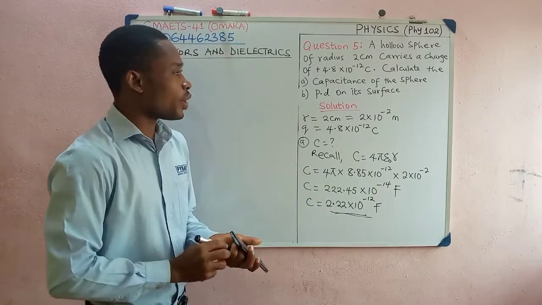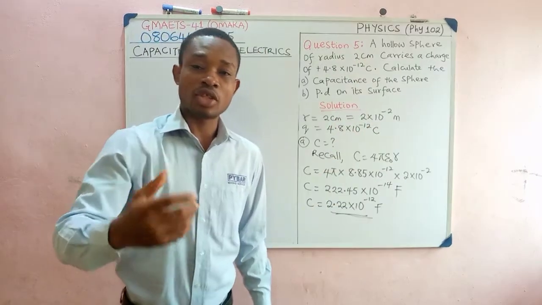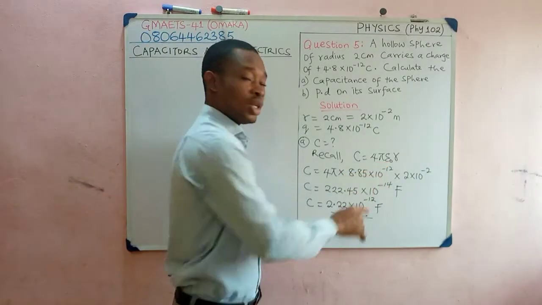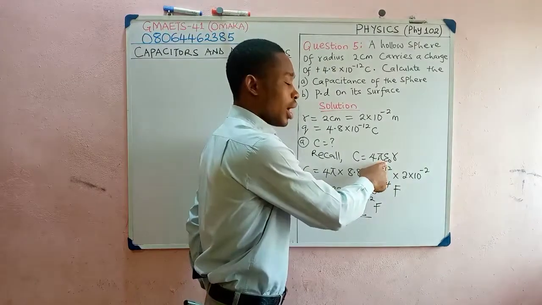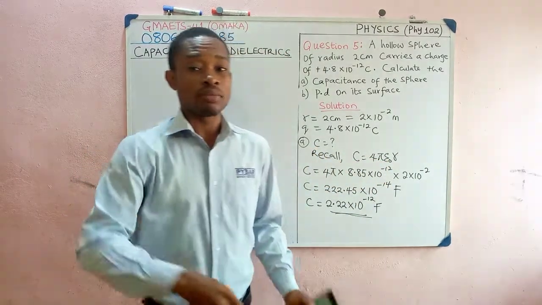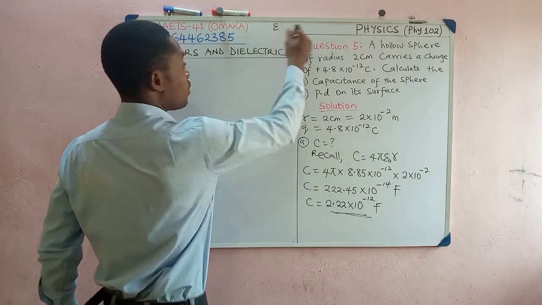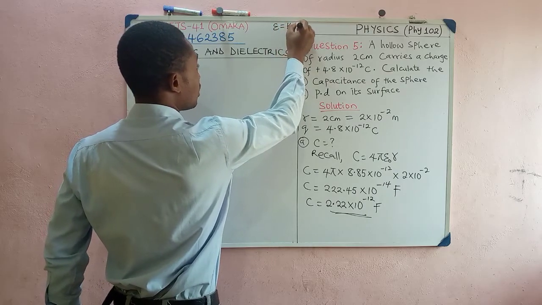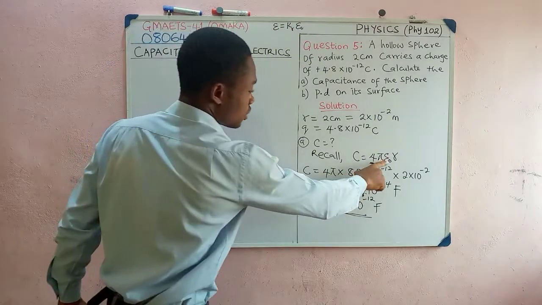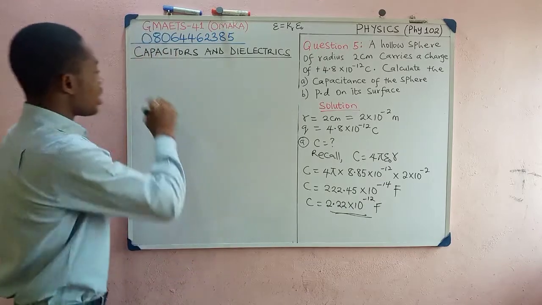But please take note, suppose this sphere is placed in a given medium, and the dielectric constant value of that medium is given. What will this formula become? We won't just use epsilon naught, the permittivity of free space. We're going to use the permittivity of the medium, which will be the dielectric constant, the relative permittivity, times the permittivity of free space. We're going to substitute it for the permittivity of free space there.